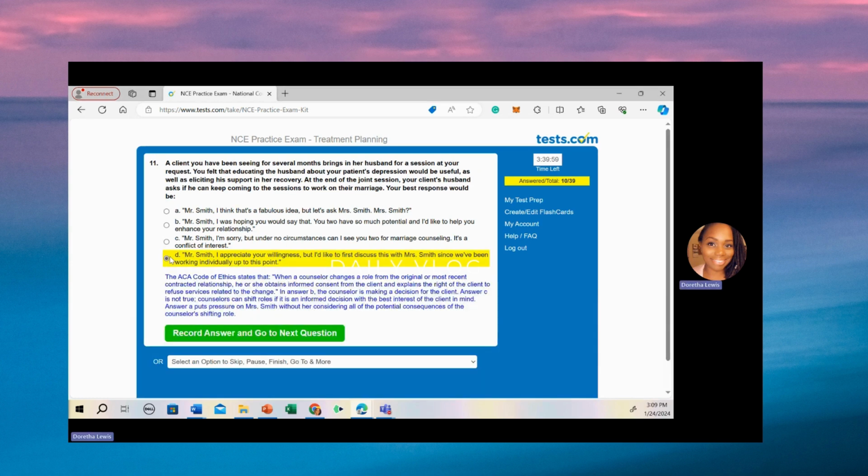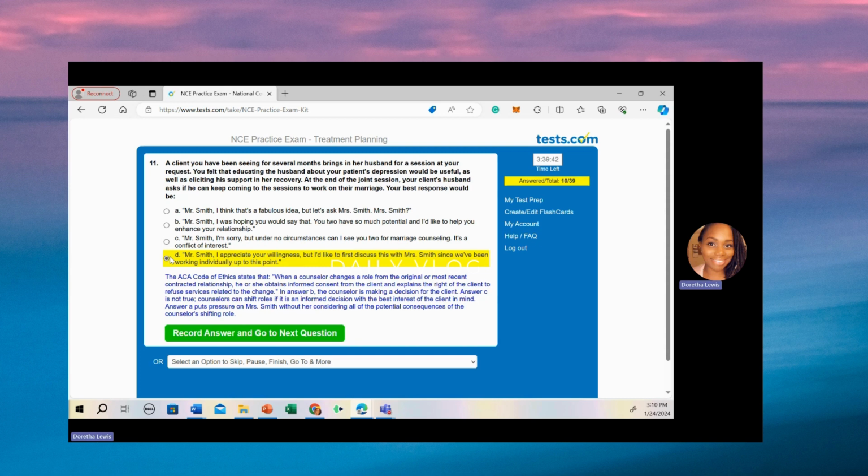You're going to choose D. The ACA Code of Ethics states that when a counselor changes a role from their original or most recent contract relationship, he or she obtains informed consent from the client and explains the right of the client to refuse the services related to the change.